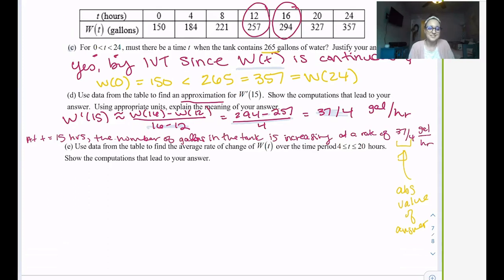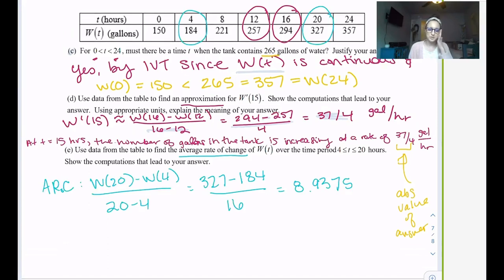Okay, so part E says use the data from the table to find the average rate of change of W over the time period 4 to 20 hours. Show the computations that lead to your answer. I'm going to have you try this one on your own. Go back and look at the definition for average rate of change if you need to. Then click continue and you're ready to see the answer.